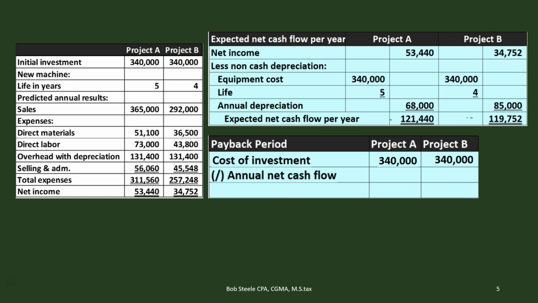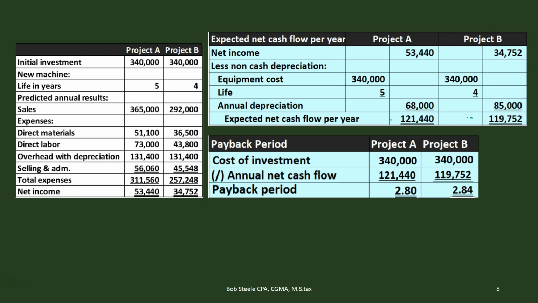And then we're going to say the annual net cash flow, what we're going to get in terms of cash annually, being what we just calculated at the 121,440 for project A and the 119,752 for project B. And if we just divide that out, we're going to say project A will pay for itself in 2.8 years, and project B will pay for itself in 2.84 years.